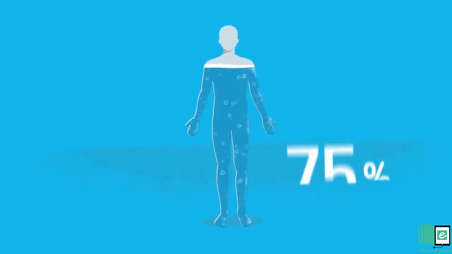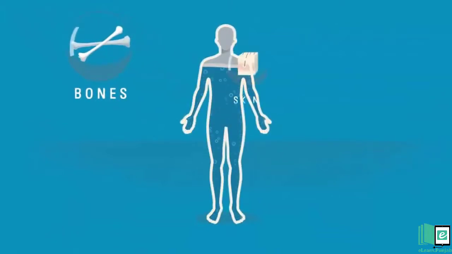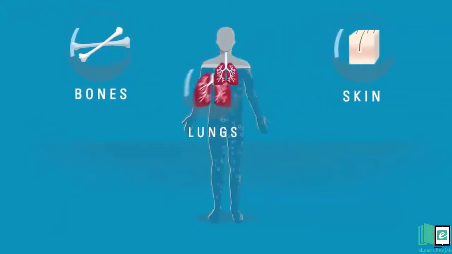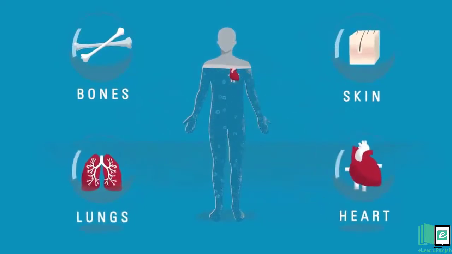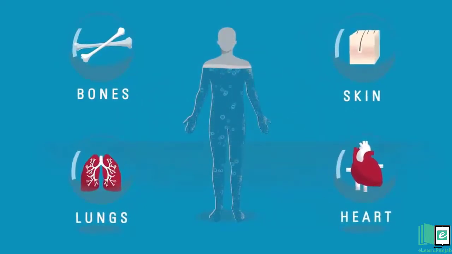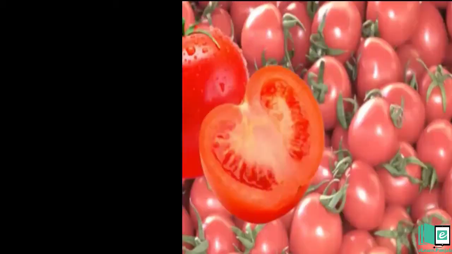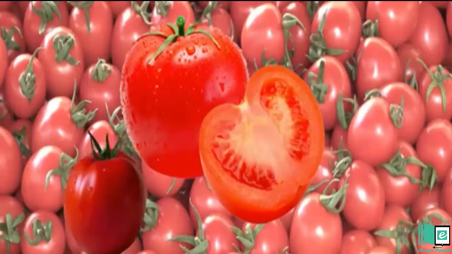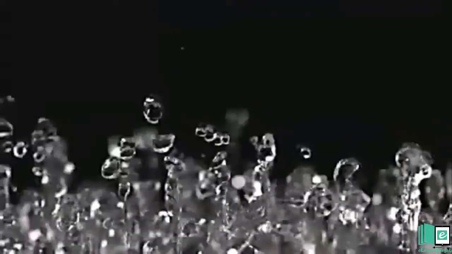Facts about water. Water makes up 95% of our blood, 75% of our brain, and 85% of our lungs. Overall, our bodies are 60 to 70% water. A tomato is about 95% water. An apple is about 85% water. Pure water has no color, no taste, and no smell.